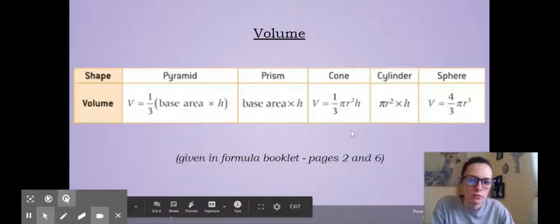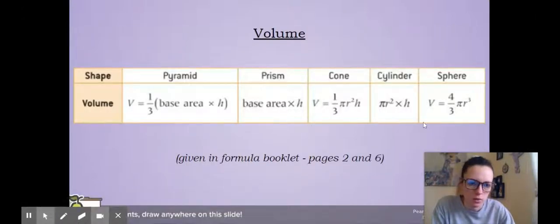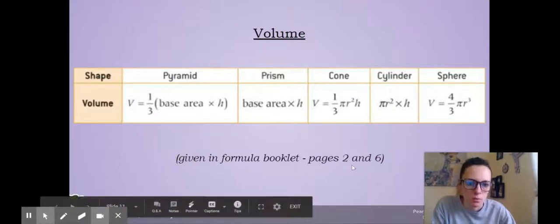All right, so final formulas. Again, all of these are given to you in the formula booklet. Some are on page 2 and some are on page 6. But you don't have to worry about memorizing any of this.